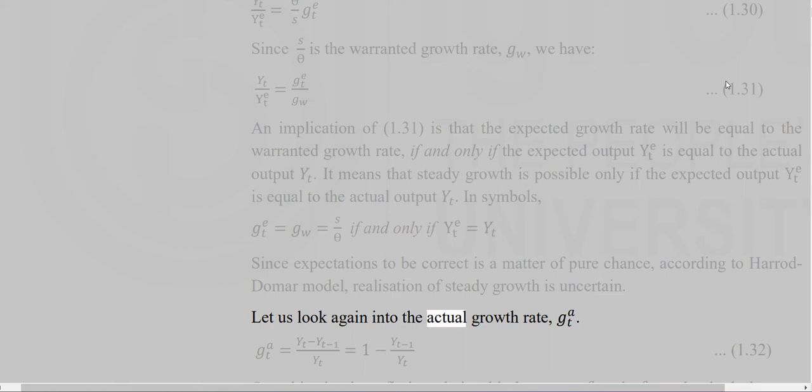Let us look again into the actual growth rate. g equals 1 minus S times the ratio. 1.32. Our objective is to find a relationship between g and g_w so that both the rates can be compared. 1.33. By rearranging terms in 1.33, we find the expression in 1.34.